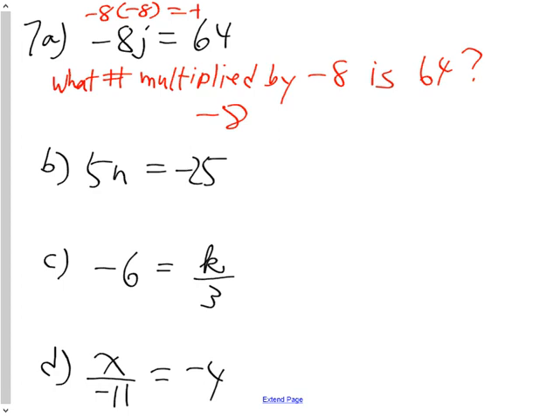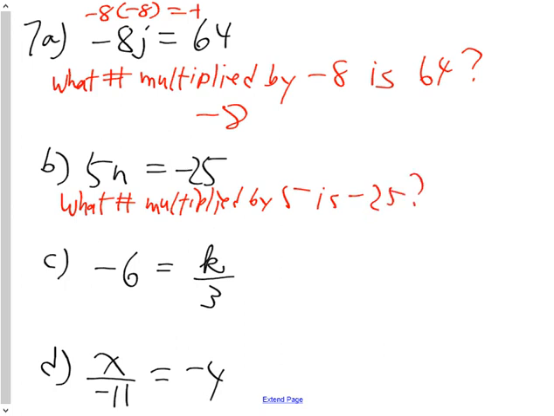In the second question, what number, that's our variable n, multiplied by 5 is negative 25? That's our inspection question. And the answer is n is equal to, this time it's going to be a negative 5 because a positive 5 multiplied by a negative 5 is a negative 25.